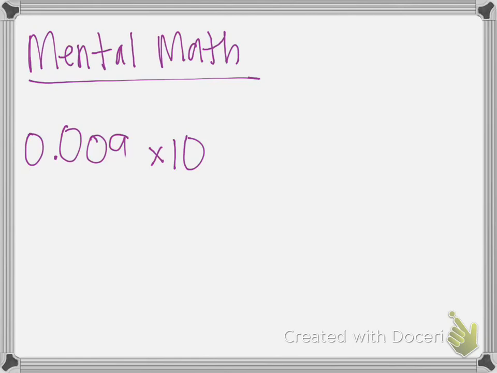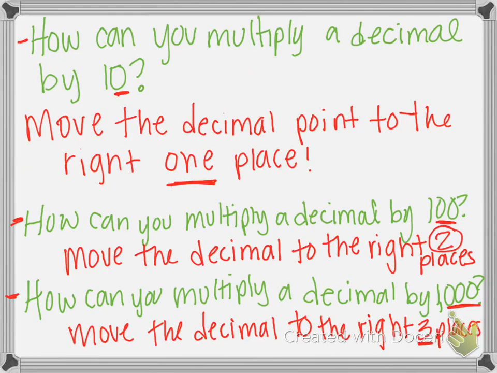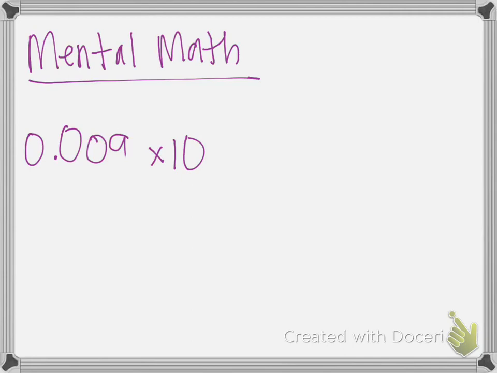0.009 times 10. And we know from the previous slide that if we multiply by 10, we have to move the decimal point to the right 1 place. So if we go back to this, we know we're multiplying by 10, so we need to move that decimal to the right 1 place. So that means your new answer is now 0.09. How easy is that?